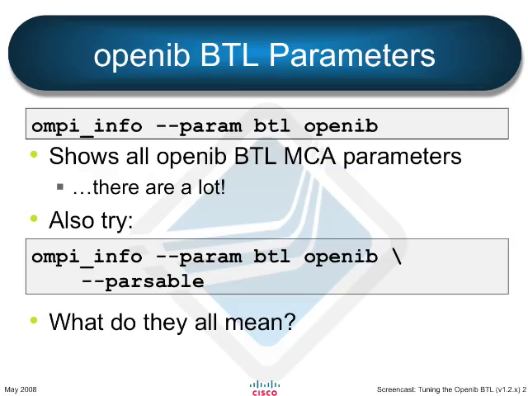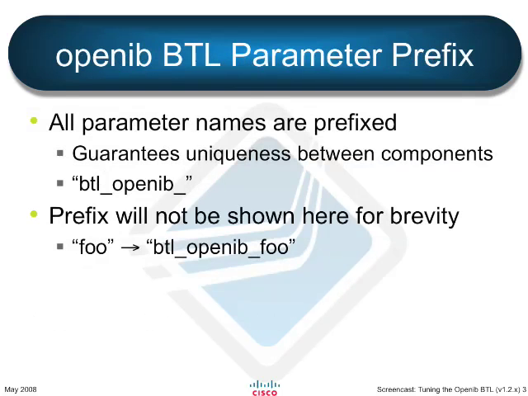Now you might want to also try the --parsable option, because the default output format of ompi_info is a pretty print human readable format, but there's also a --parsable option which gives output suitable for sed, grep, awk, generally machine readable kinds of things. Very good and very handy for scripting. So the question is, what do they all mean? Well, let's go through some of the more important ones.